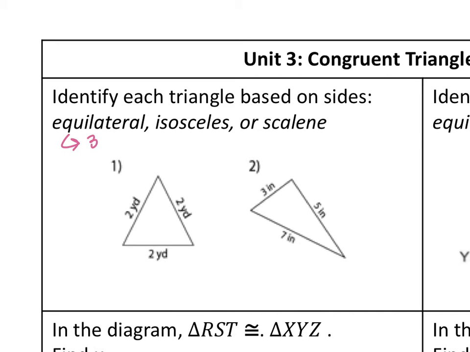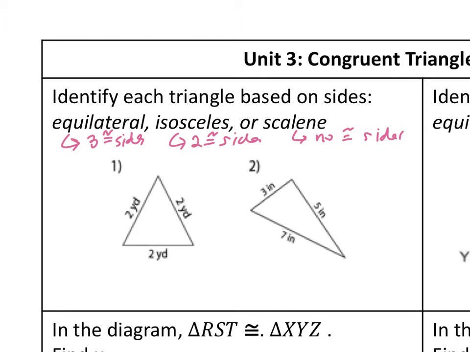Equilateral, remember, is when we have a triangle with 3 congruent sides. Okay, isosceles is a triangle with 2 congruent sides. And then scalene, our triangle has no congruent sides. Okay, so all side lengths will be different.